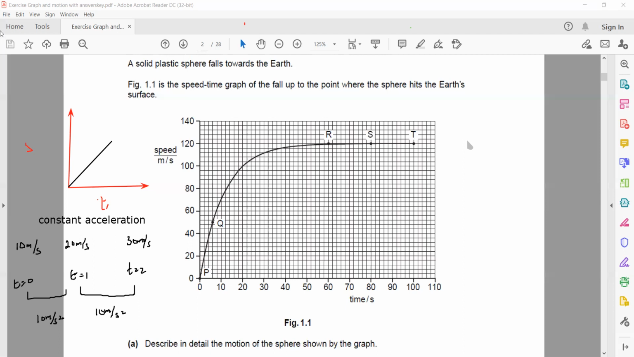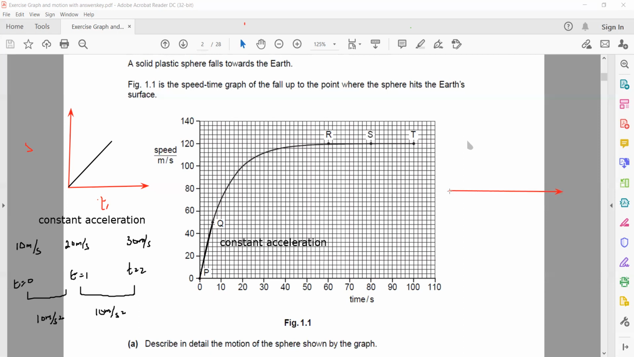So from P to Q, because it is a straight line, whenever it's a straight line, it shows the acceleration is constant. So you will mention in your answer, the first part, it's a constant acceleration. Is it clear, the first part? Yes, sir.